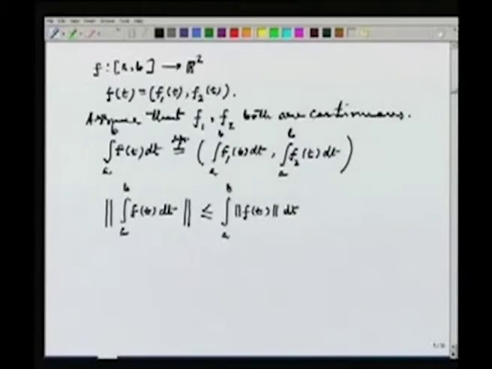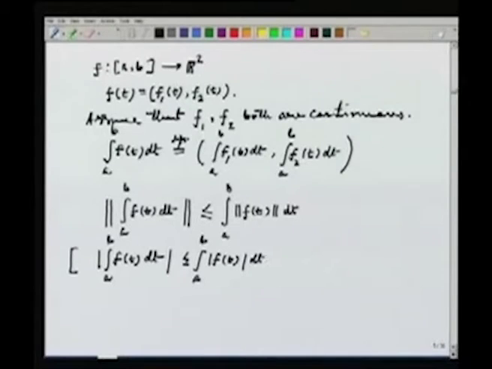Well, the connection turns out to be less than or equal to. And you know whose analog is this? It is the analog of the fact that the modulus of the integral from a to b of f(t) dt is less than or equal to the integral from a to b of modulus f(t) dt. So it is the analog of this well-known result which we have done earlier. Okay. Now the question is, how do we go about proving it?